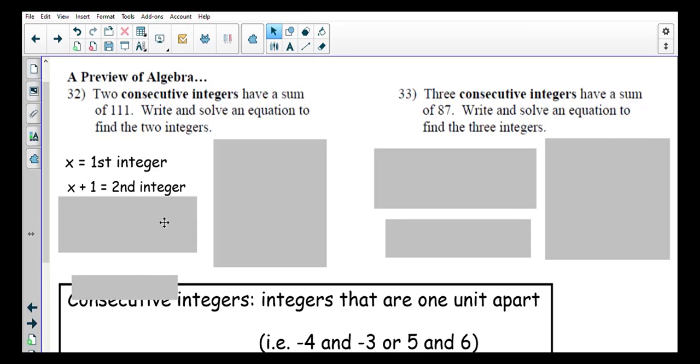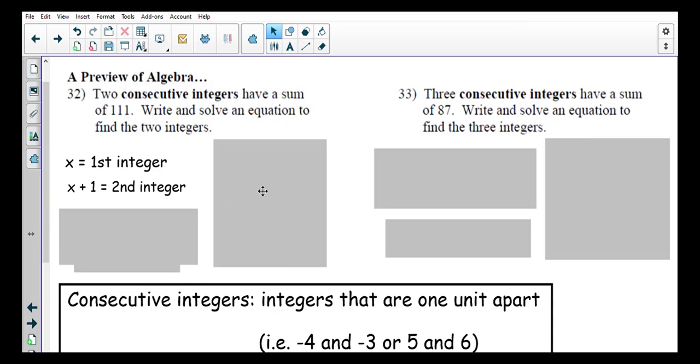So the equation that I could write here, whoops, sorry, did not mean to reveal the answer. You didn't see that, or maybe you did. The equation that I can write here is that x for the first integer plus x plus 1 for the second integer can equal 111, since we know the sum, which means adding those numbers, has to equal 111.